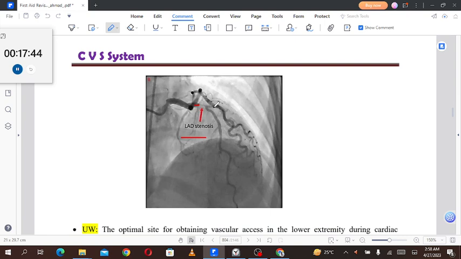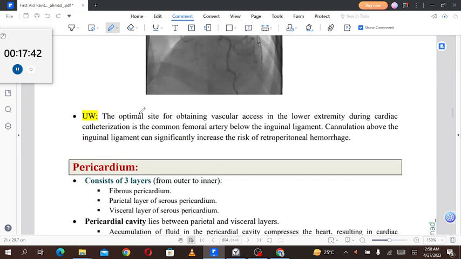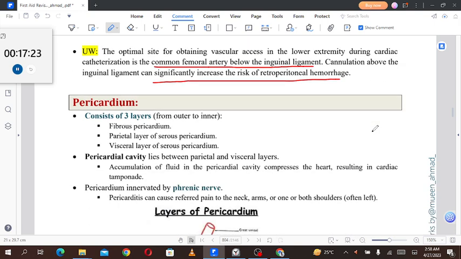Okay, then we have this UWorld point. The optimal site for obtaining vascular access in the lower extremity during cardiac catheterization is the common femoral artery below the inguinal ligament. Cannulation above the inguinal ligament can significantly increase the risk of retroperitoneal hemorrhage.